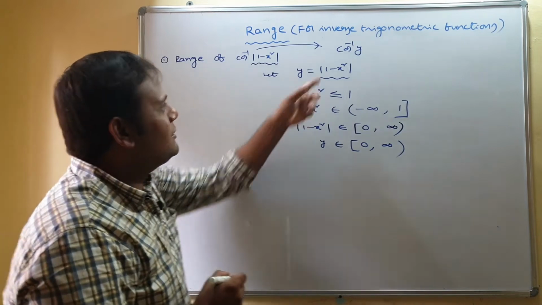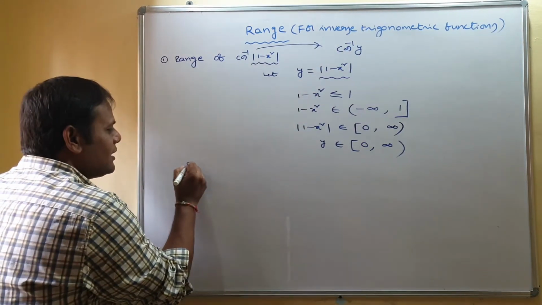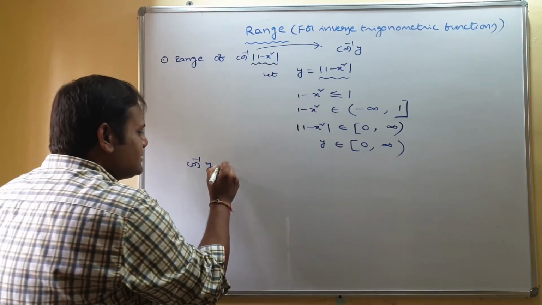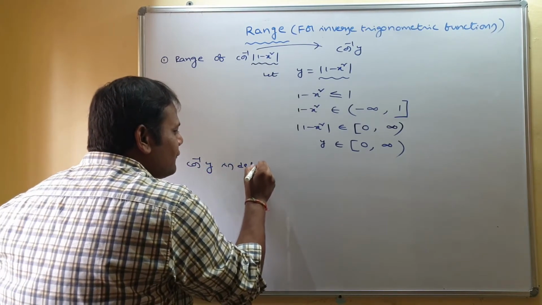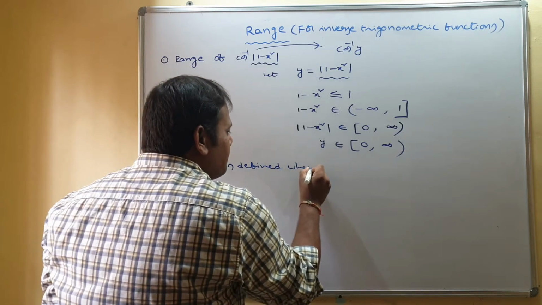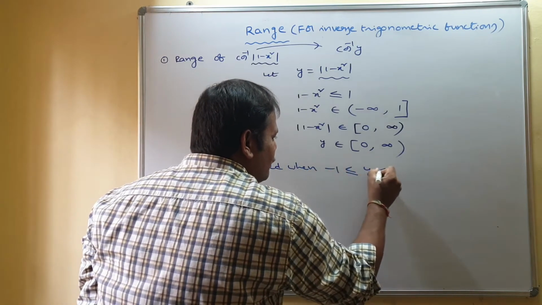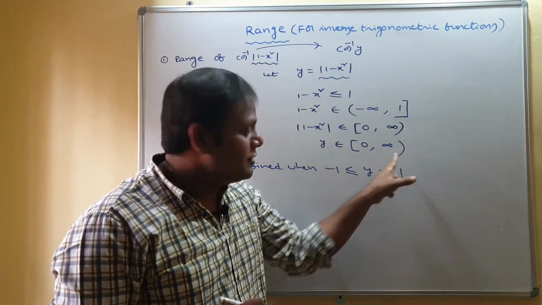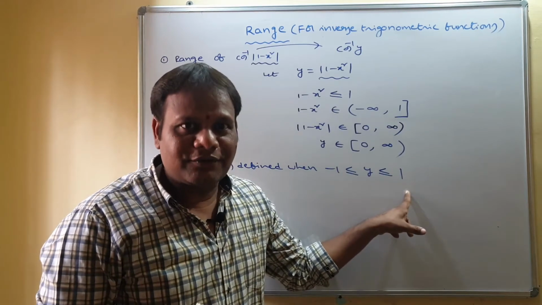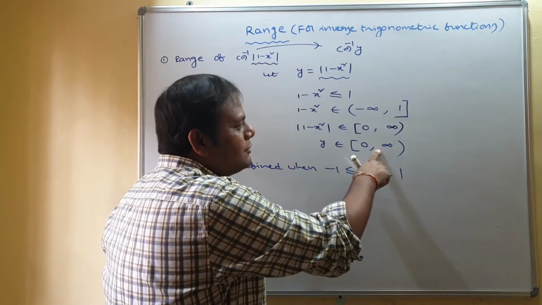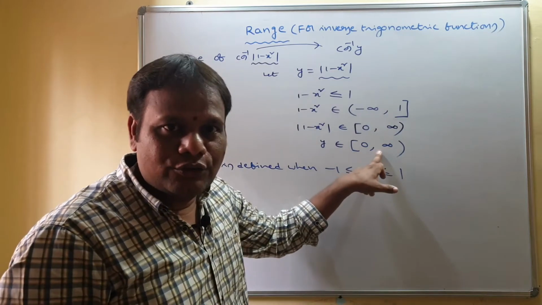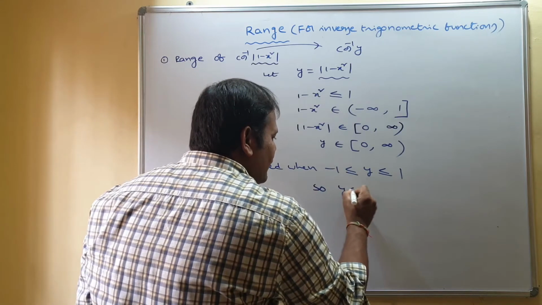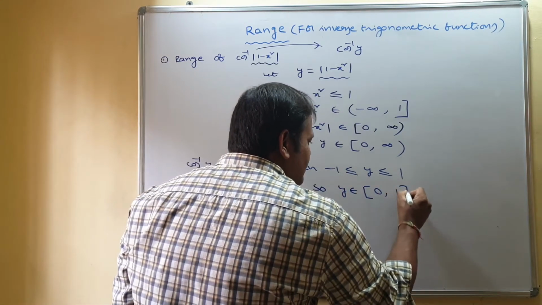But what is the given function? That is cos inverse. I have taken it as y. So cos inverse y. Cos inverse y is defined when minus 1 is less than or equal to y less than or equal to 1. But what we got? 0 to infinity. But y should be less than or equal to 1, and here values more than 1 are also included. So you neglect all those values. So we can take that y belongs to closed 0, closed 1.